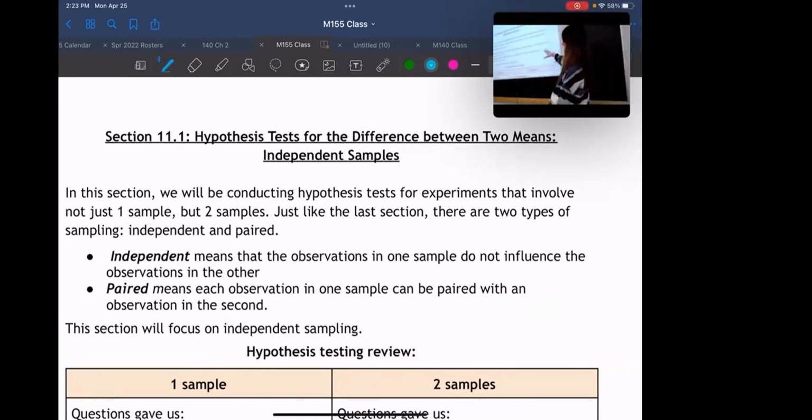Just like we did with the confidence intervals, in hypothesis testing we can have either independent samples or paired samples. Same definition for these 2. I think we're pretty good at determining if something's independent versus paired, but we'll do a little more practice with that later on. In this section, 11.1, we're just going to focus on independent samples.